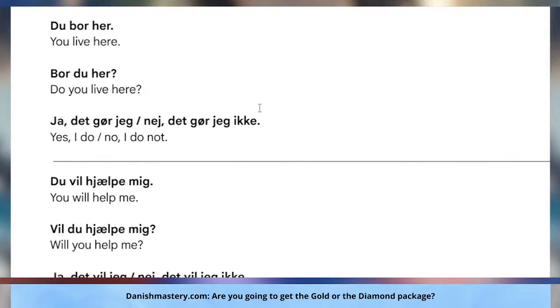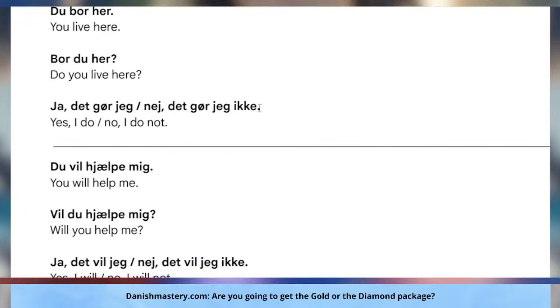Let's see. Du bor her. Bor du her? Okay, nice. Ja, det gør jeg. Nej, det gør jeg ikke. So again, here's gør, right? Because bor is like a general verb, right? Living. So therefore, gør would make the most sense. Right? Ja, det gør jeg. Nej, det gør jeg ikke.